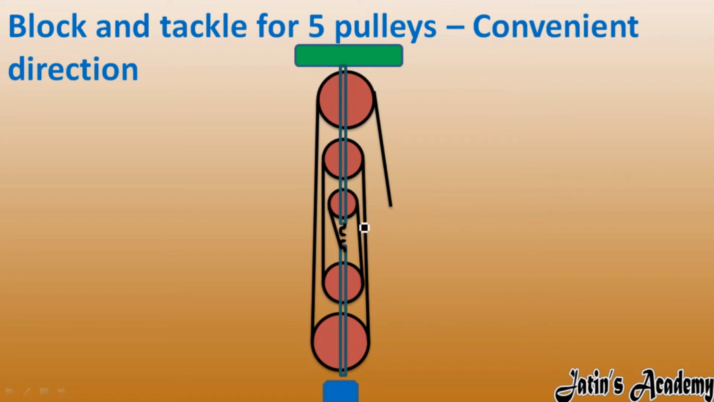So here you have to draw the tension in the string. Basically here we will apply the effort, and this is the load. Now carefully see, moving from one pulley to another pulley, we have to draw one tension. So from hook to pulley, one tension. From one pulley to another pulley, one tension. Again from this pulley to this pulley, one tension. From this pulley to this pulley, one more tension. From this pulley to the last pulley, one more tension.